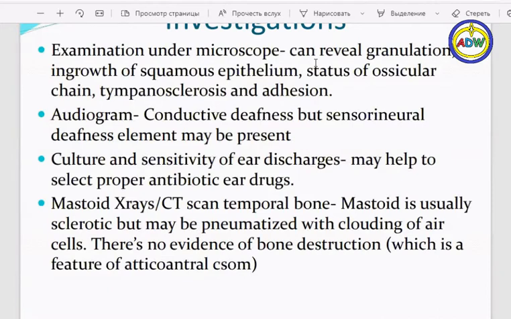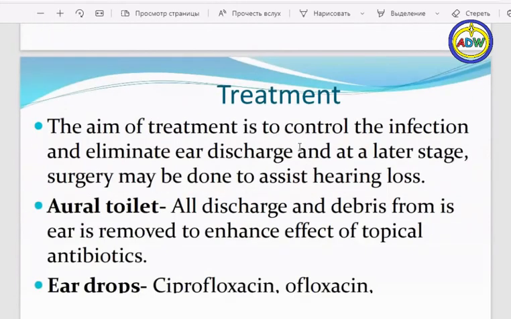Next, mastoid X-rays and CT scan of the temporal bone. Depending on the development, the mastoid process will be of 3 types: well pneumatized, diploic, and sclerotic. In chronic otitis media, the mastoid is usually sclerotic, but may be pneumatized with clouding of air cells. There is no evidence of bone destruction, which is the feature of epitympanoantral chronic suppurative otitis media.